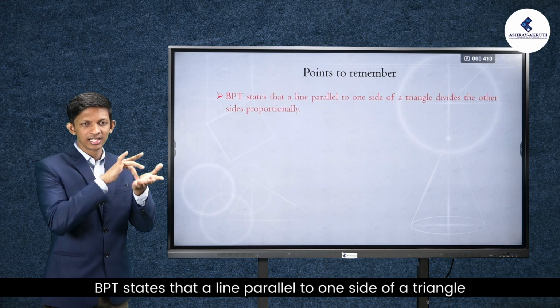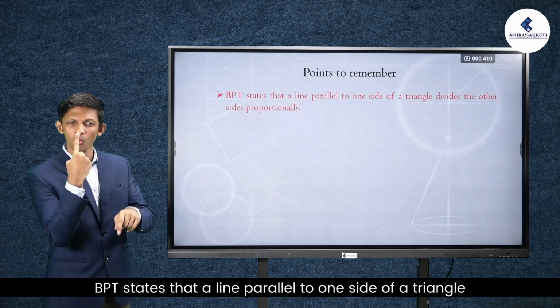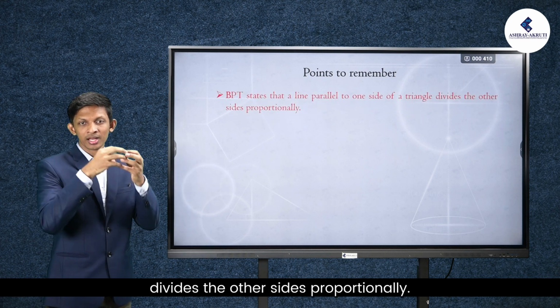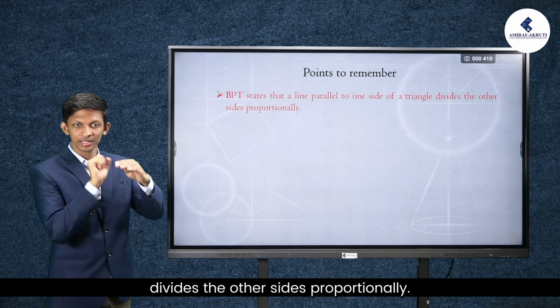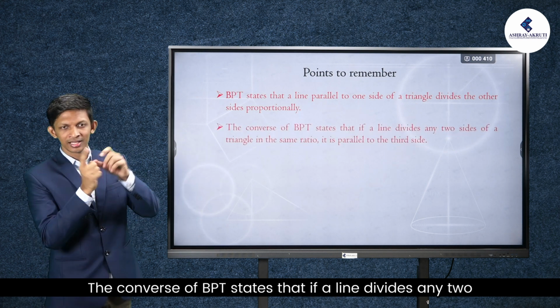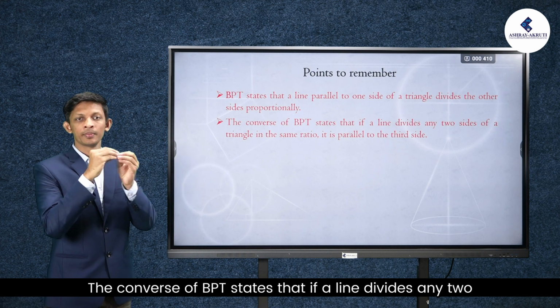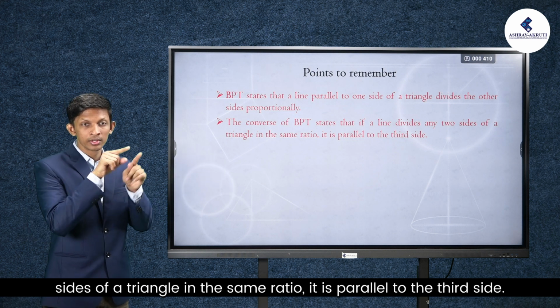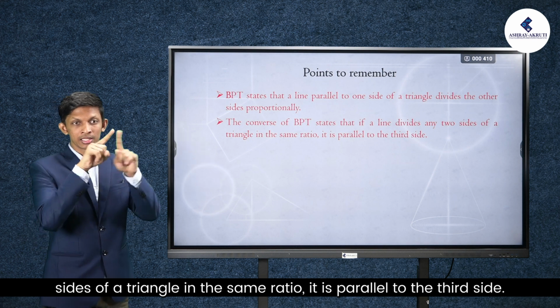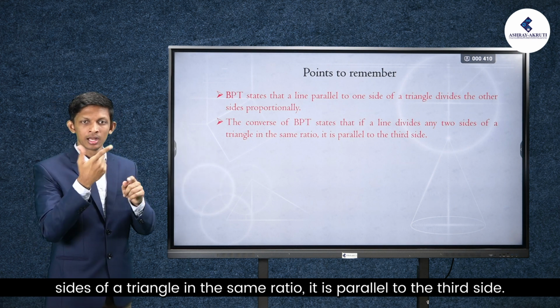Points to remember. Basic Proportionality Theorem states that a line parallel to one side of a triangle divides the other sides proportionally. The converse of Basic Proportionality Theorem states that if a line divides any two sides of a triangle in the same ratio, it is parallel to the third side.